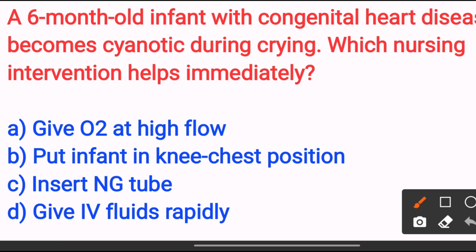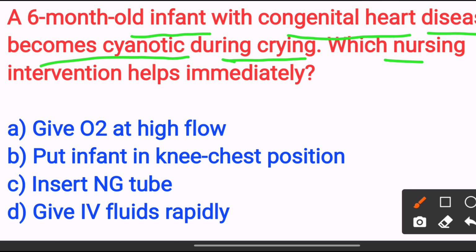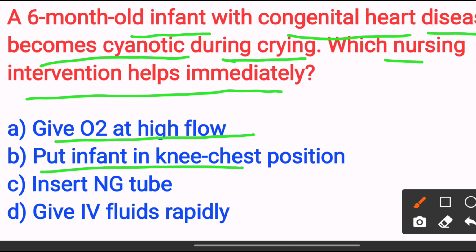A 6-month-old infant with congenital heart disease becomes cyanotic during crying. Which nursing intervention helps immediately? Option A, give O2 at high flow. Option B, put infant in knee chest position. Option C, insert the NG tube. Option D, give the IV fluids rapidly.